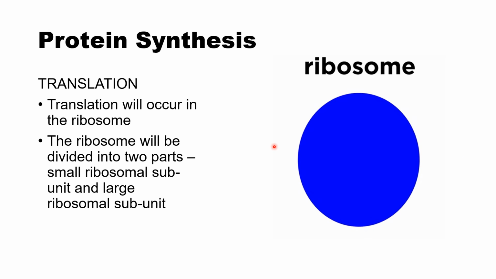So with that, yung translation, di ba yung mRNA, it will transfer or move from the nucleus into the ribosome. So, it will occur in the ribosome. So, sa ribosome, pwede nating i-divide into two parts: yung small ribosomal subunit and then the large ribosomal subunit.